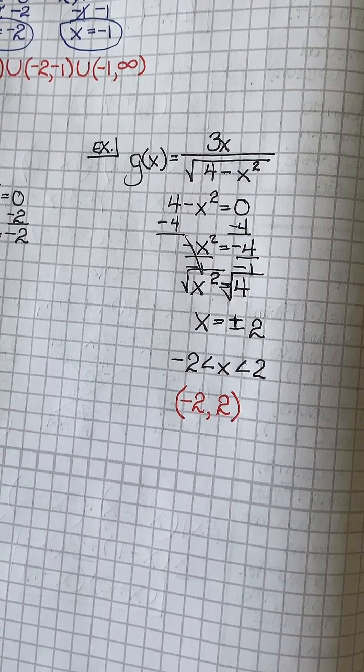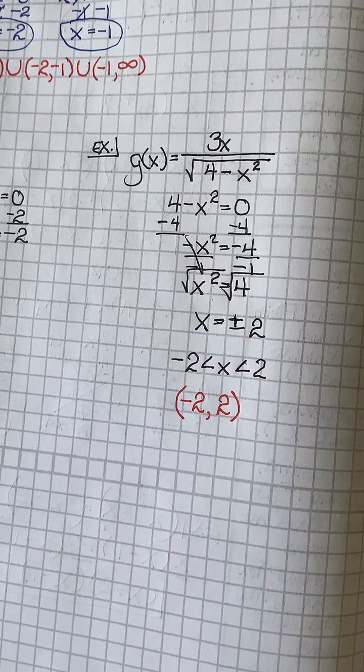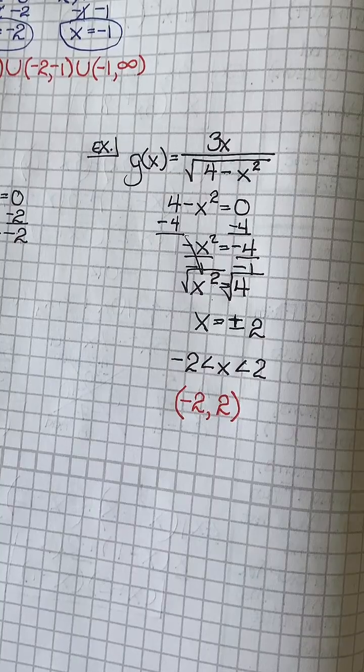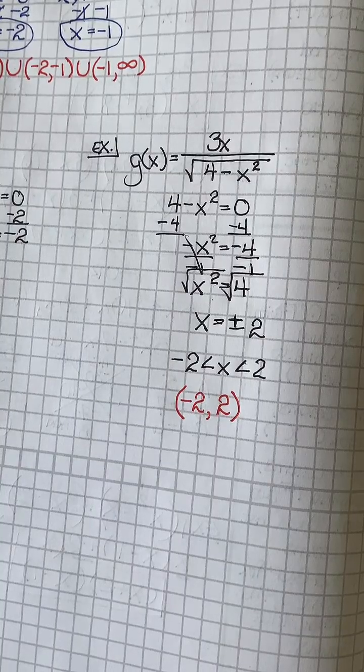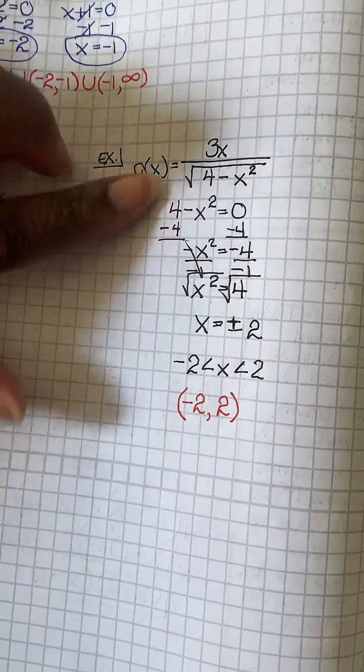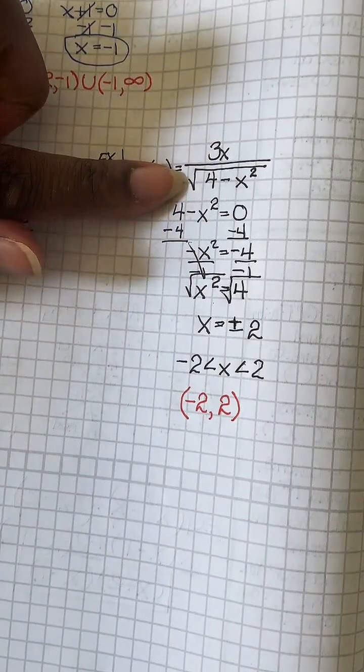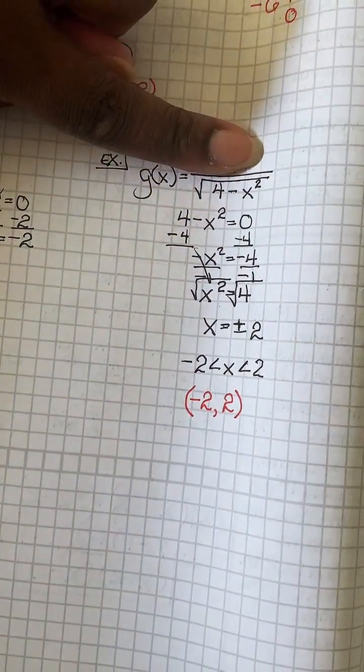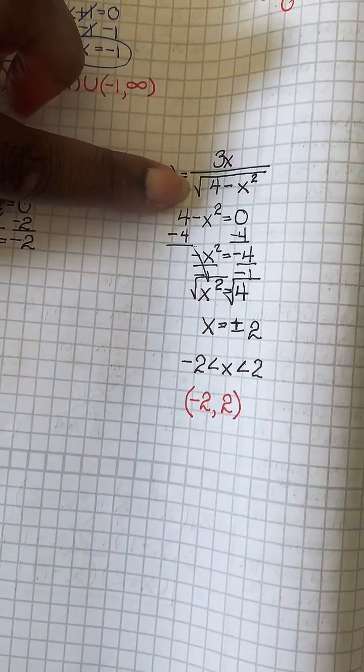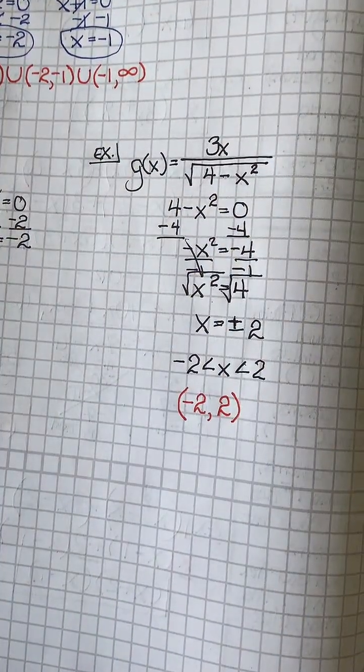Yep, Buster, plus or minus 2. It's 2 answers. One's positive, one's negative. How did I get rid of the 3x? You don't get rid of the 3x. For domain, you're only focusing on the denominator. You're not focusing on the numerator. Just the denominator. Okay?